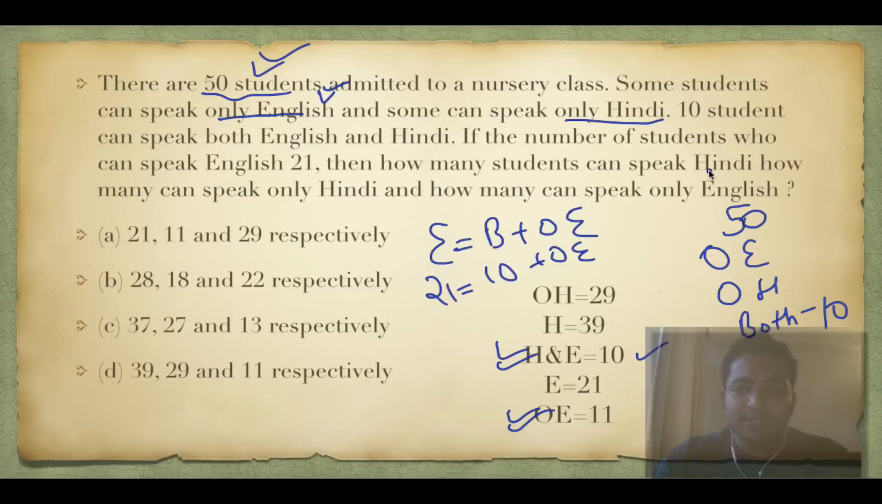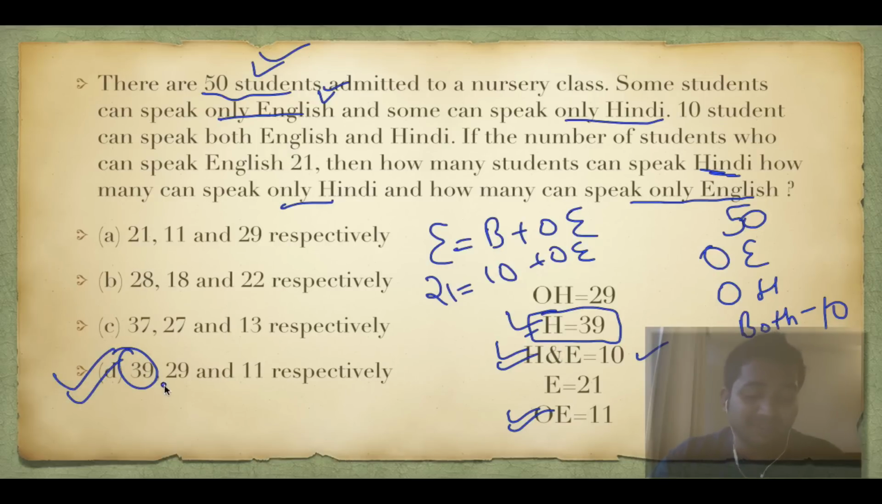Then how many students can speak only Hindi, and how many can speak only English? So how many can speak Hindi? See, how many can speak both? How many can speak only English is 11. So Hindi will be spoken by 39. There are only 11 who can speak only English. So 39 will speak Hindi. So the answer will be 39. So by seeing the option, you just go ahead and mark it. That's it. Done. But since we are solving the question, I'll go ahead.